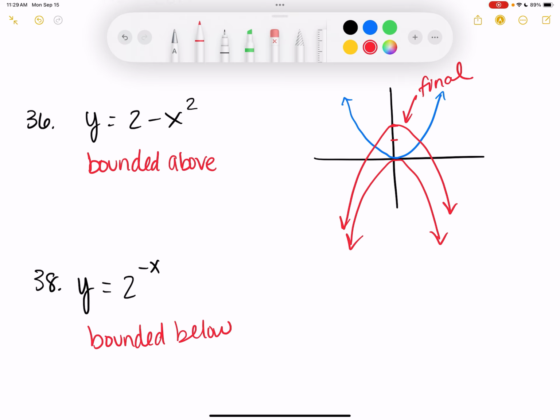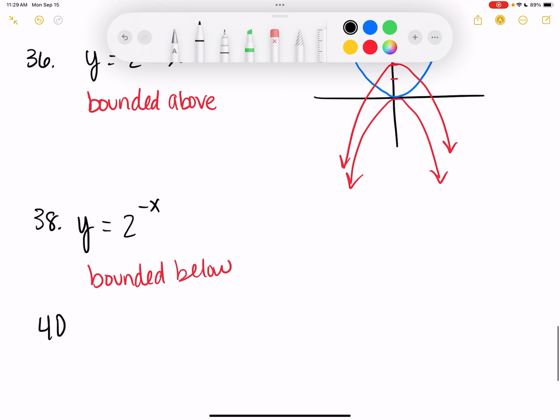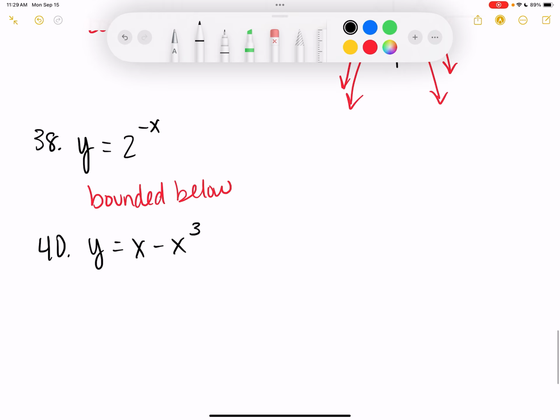Okay, how about this one? Number 40. Y equals x minus x cubed. Now, you should have a rough knowledge of what a cubic function looks like. However, this one's got other things happening to it, so I'd put it in your calculator.